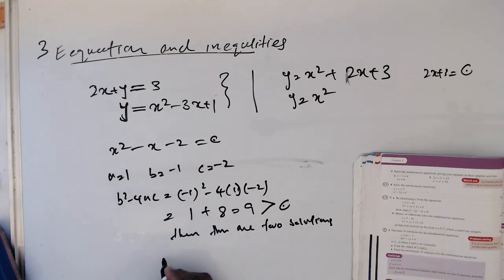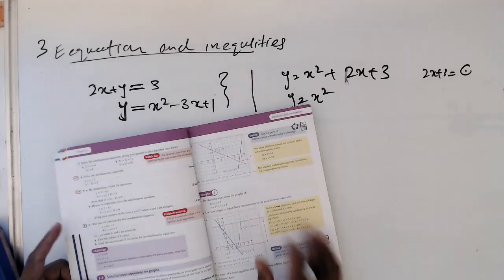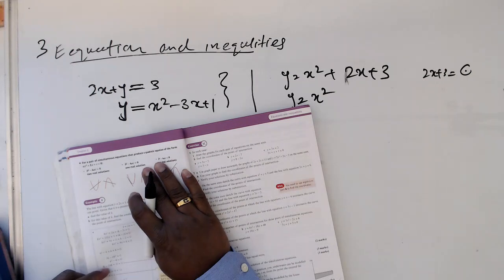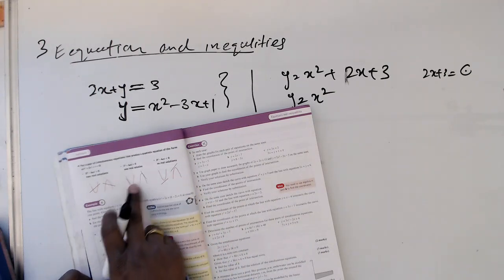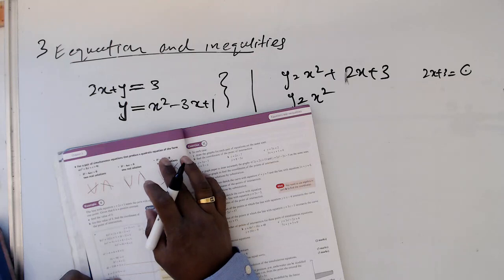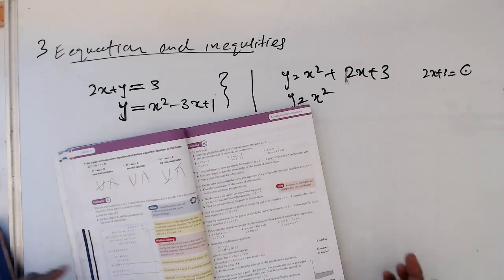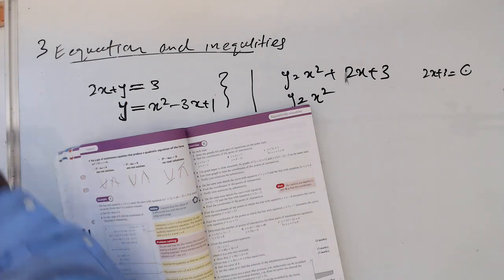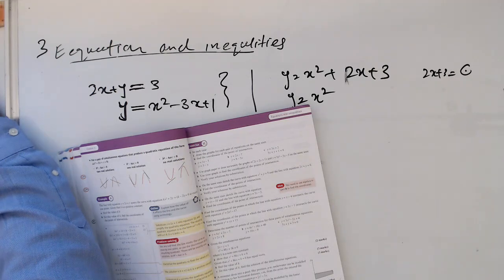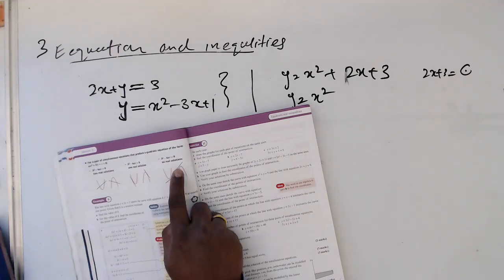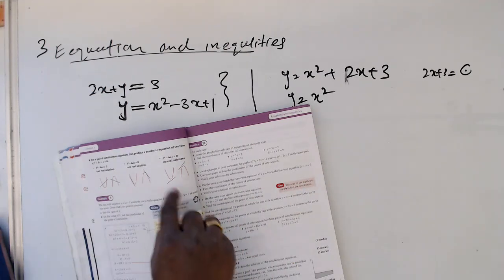And we know that x equals minus 1 and x equals 2. Likewise, if b squared minus 4ac equals 0, you have one solution, and if b squared minus 4ac is less than 0, you don't have any solutions. Why? Because the linear graph and this quadratic graph don't cross each other.